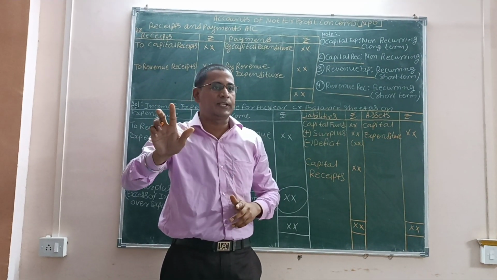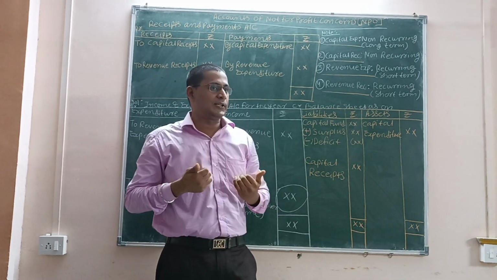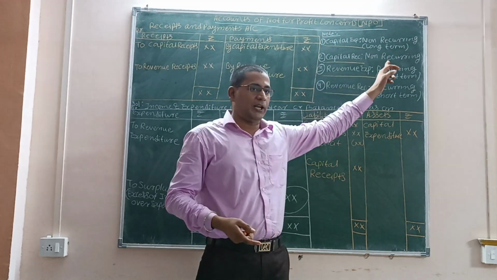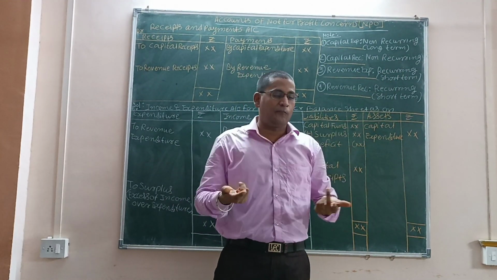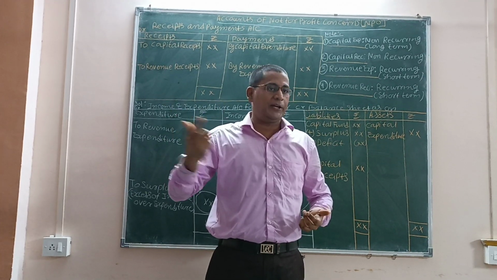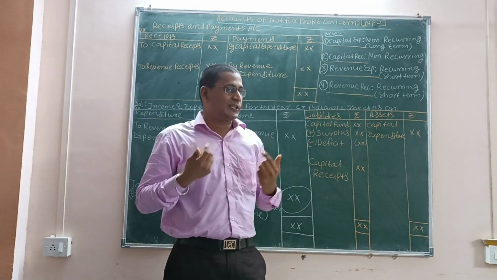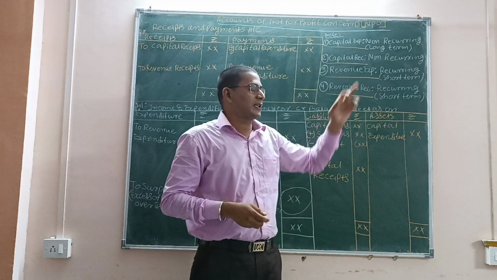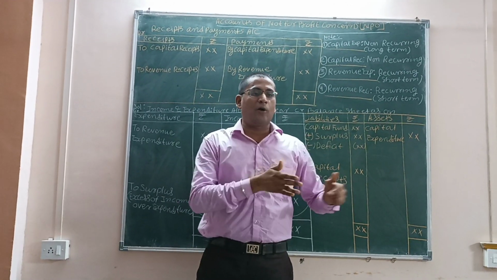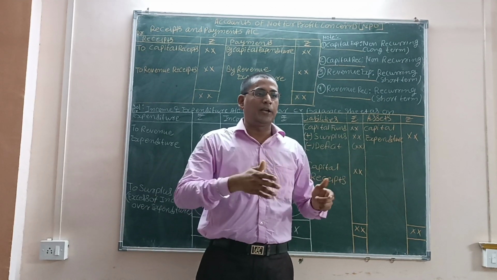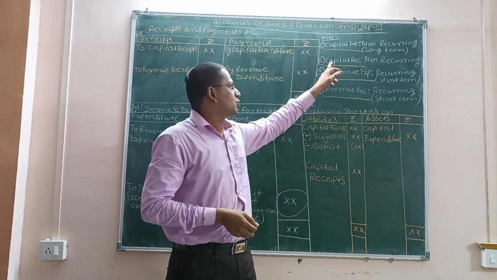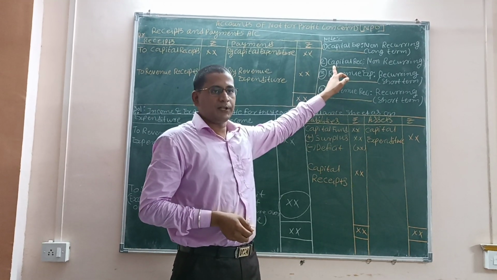So capital receipt is non-recurring in nature, and capital expenditure is also non-recurring in nature. The difference is that if we purchase assets, then we have to pay, and it is known as capital expenditure. In the same way, if we sell a capital asset, then we are going to receive money. That's why it is known as capital receipt. We are not going to sell land and building or a motor car every now and then in a year. So it's not going to be repeated.